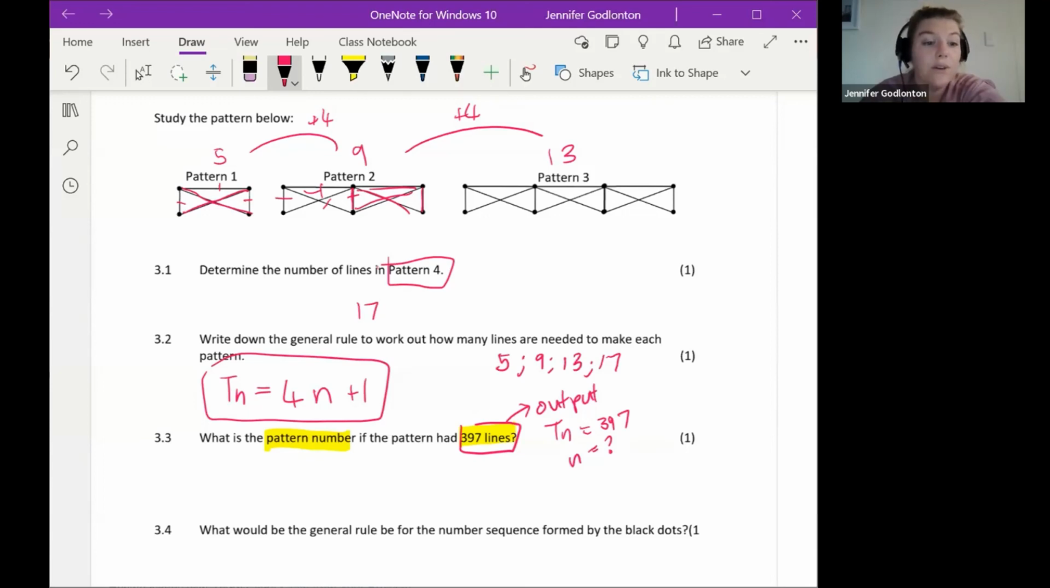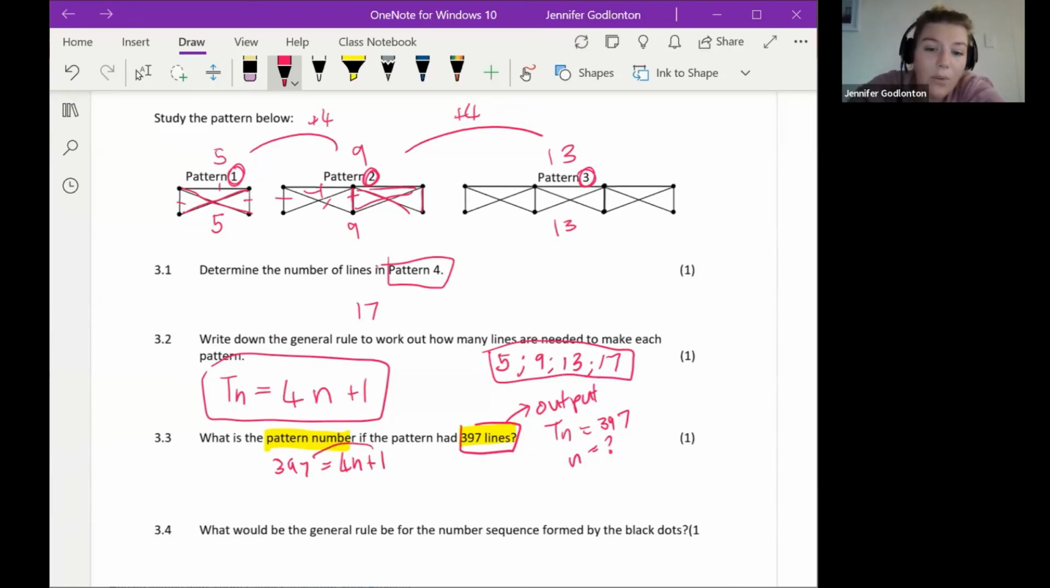So Shanika, we know it's our output because when they were asking for our sequence here, these are all of our numbers of lines. That is our output. So in pattern 1, our input is that it's pattern 1. Our output is that there are 5 lines. In pattern 2, our input is that it's pattern 2 and our output is that there are 9 lines. In pattern 3, our input is 3, our output is 13. So if we know that there are 397 lines, then that would be our output, and our output would be Tn. So we're going to write 397 is equal to 4n plus 1.